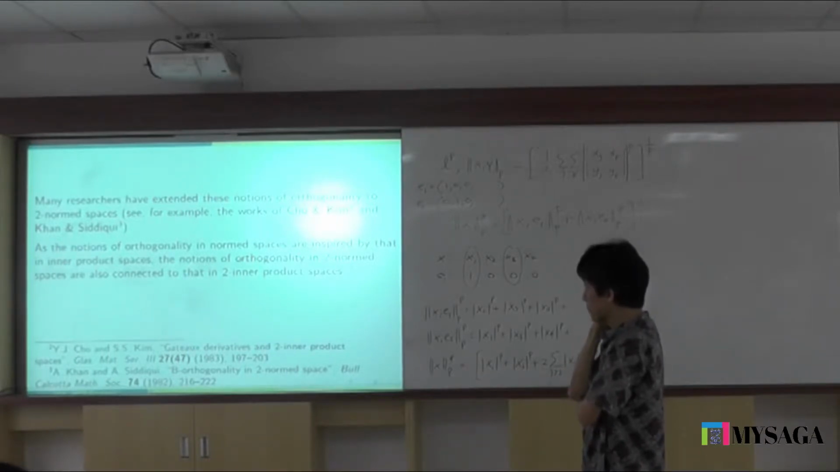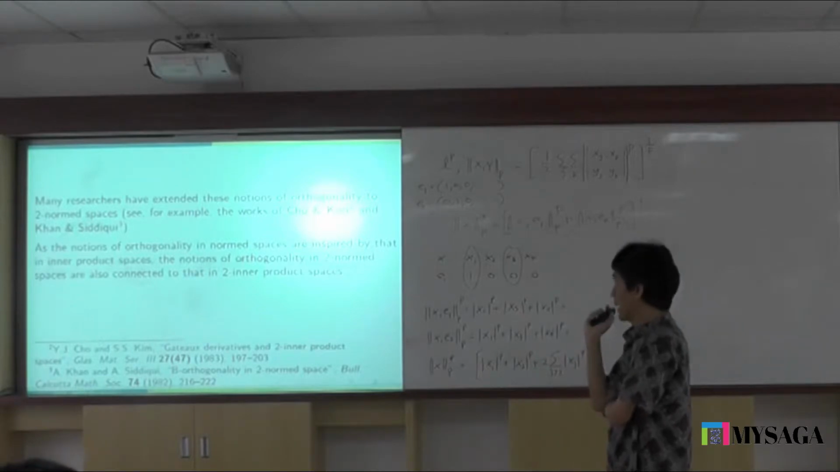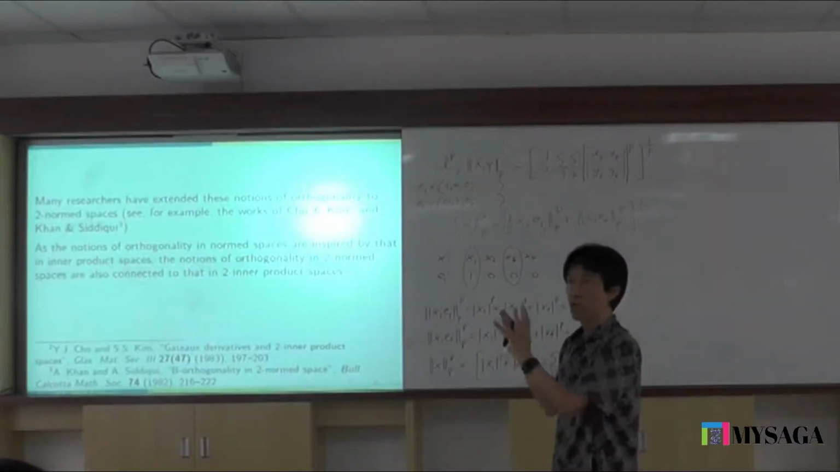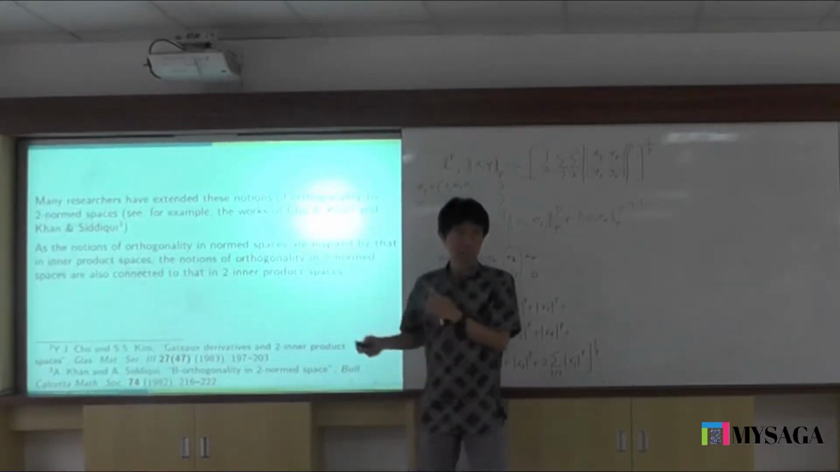Yeah, in the year 2000 something, we learned that many researchers have extended these notions of orthogonality to two-norm spaces. For example, the works of Cho and Kim, 1983, and also Han and C.P., 1982. As the notions of orthogonality in norm spaces are inspired by the notion of orthogonality in inner product spaces, the notions of orthogonality in norm spaces are also connected to that in inner product spaces. So I will focus more on the notion of orthogonality in two inner product spaces, and then later on in n inner product spaces. Okay.